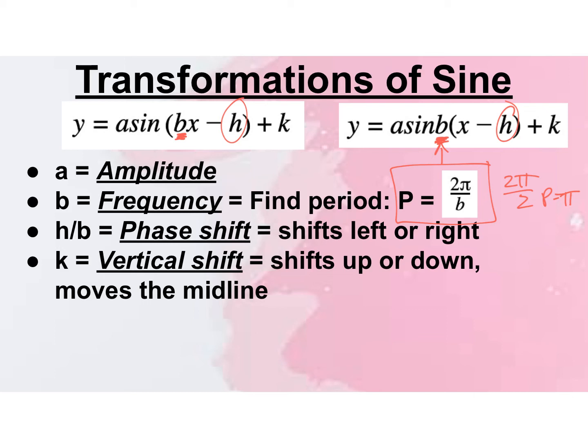In the first equation, we have to do H divided by B. In the second equation, it would just be a shift of H. And this is a new vocab word. We usually just say horizontally shift, but when we talk about trig, it's a phase shift. So we have a phase shift that's going to shift left or right. And then the plus K, like all of the others, is going to shift it up or down. In this case, it's going to move that midline.